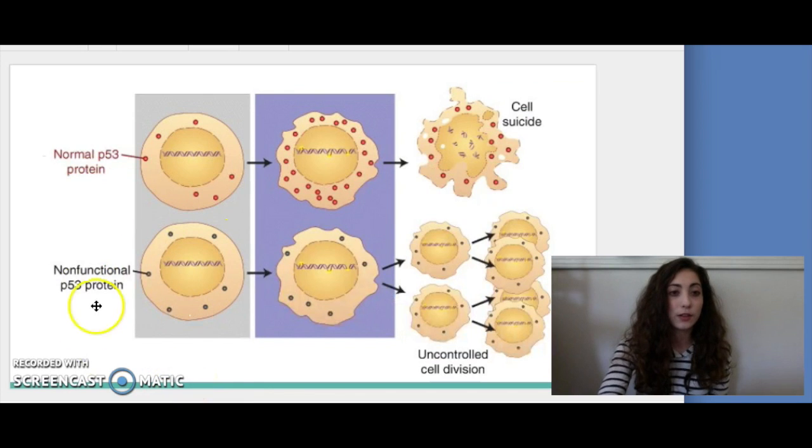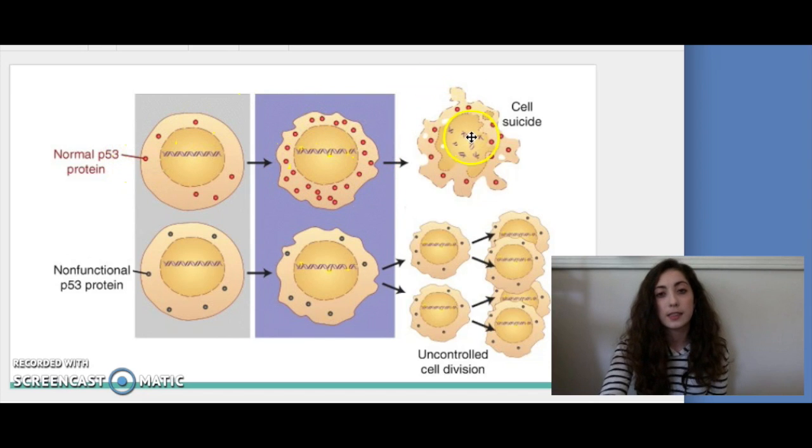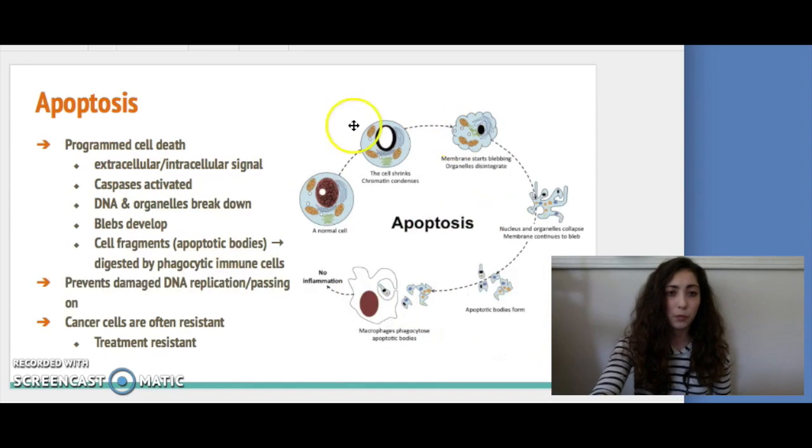And then this is just a little diagram. So this is a normal p53 protein, which, when the DNA is mutated, amplifies, which then tells the cell to go into cell suicide. But a non-functional protein doesn't do that, and it sends no signal at all, and the cell is allowed to divide uncontrollably, which can lead to cancer. Apoptosis, as I mentioned earlier, is programmed cell death, and this is what happens when p53 tells those cells to go into cell suicide.